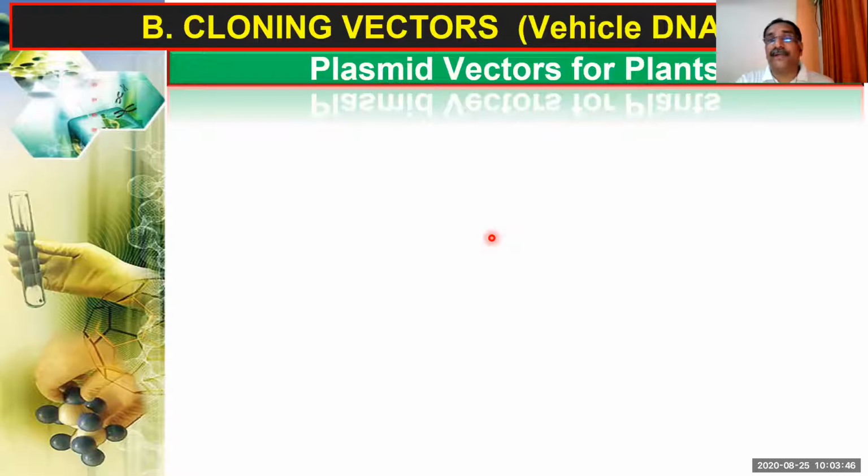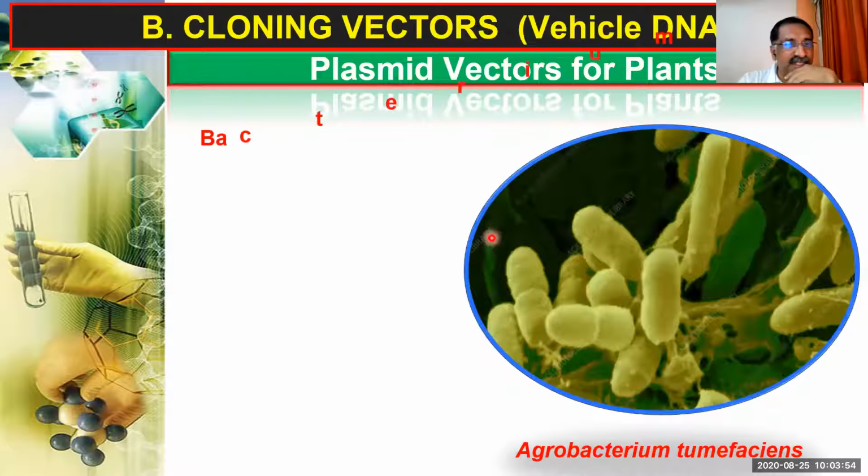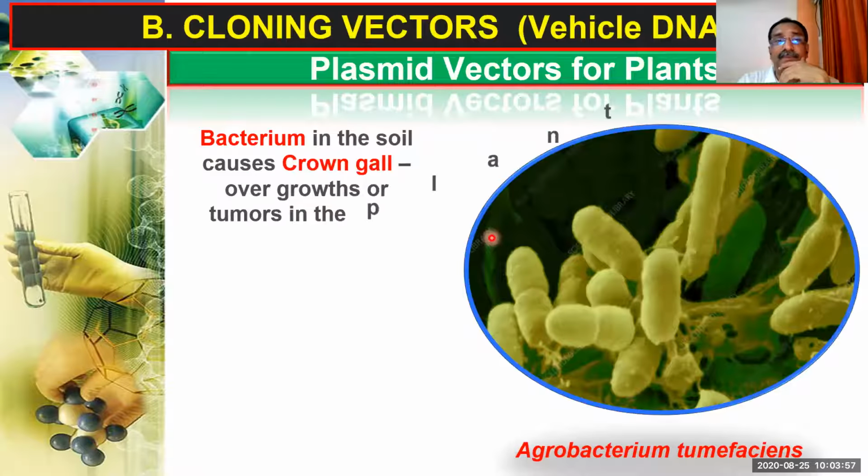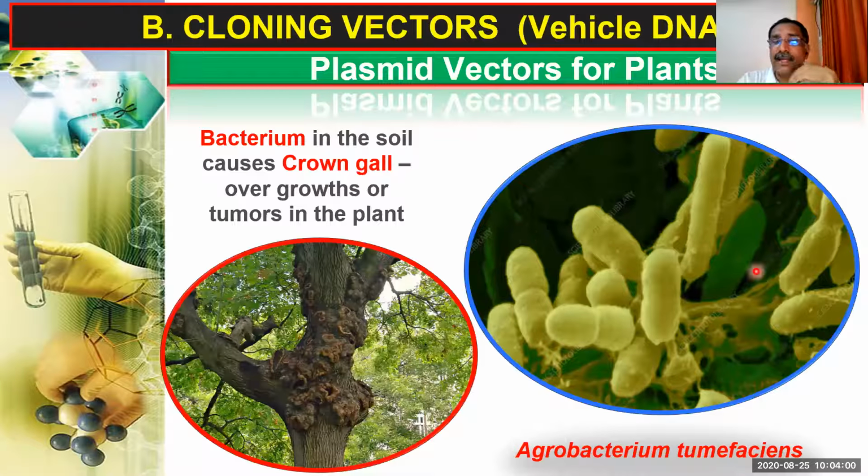And one more plasmid I want to tell you, and after that I will wind up this. That is plasmid vectors for plants. Now you see there is a bacterium called Agrobacterium tumefaciens. This Agrobacterium tumefaciens is mostly seen in the soil. And from the soil, this bacterium can go into the plant cell. When it enters any plant cell, it will produce some kind of tumors like this.